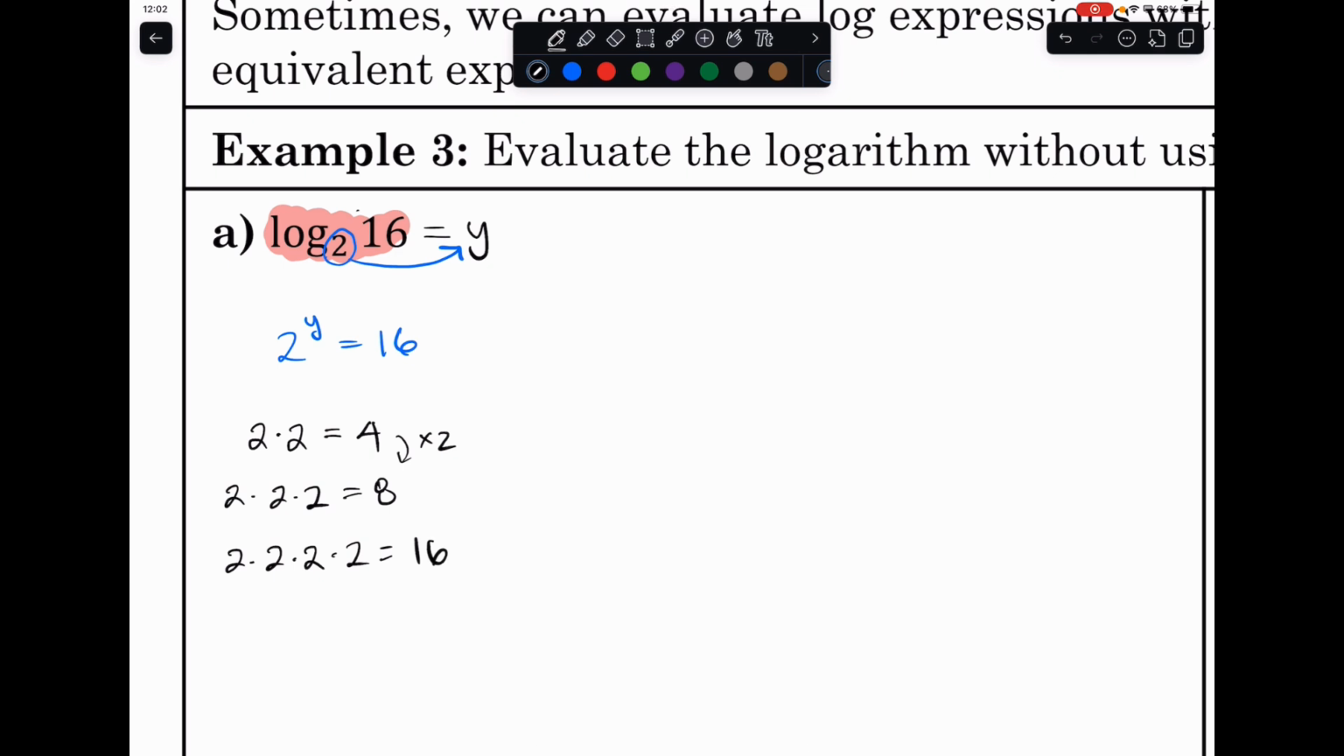So the number of 2's I need to multiply until I get 16 has to be 4. So 2 needs to be raised to the 4th power to get this value of 16. So that means that this exponent has to be 4, which again correlates back to this, which means that the log base 2 of 16 has to equal 4. So this is our answer. The log base 2 of 16 equals a total of 4.